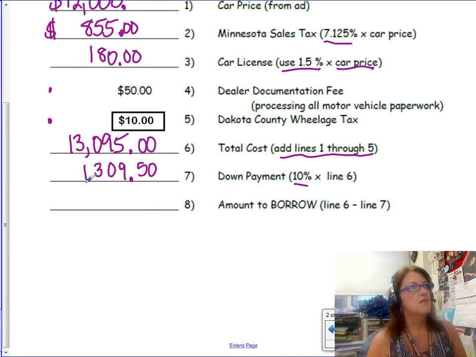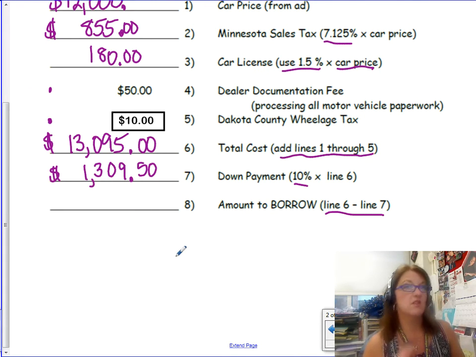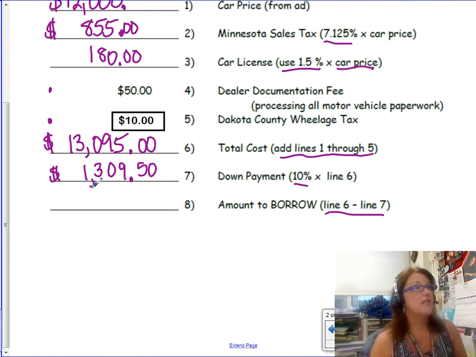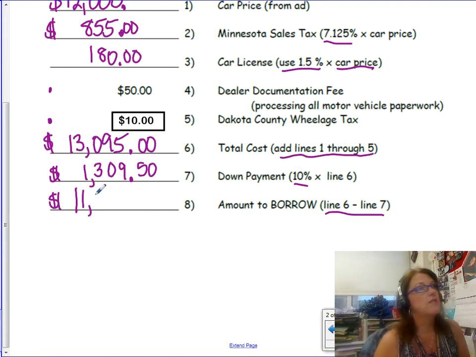All right. But my down payment is going to be $1,309.50. Okay. So I paid that in cash. Now what we're going to do is subtract. See what I'm telling you to do here? Take line 6 and subtract line 7 from it. And this is going to be the amount that you have to come to me, banker lady, and borrow. So here we go. $13,095 minus $1,309.50. Here's what I have to borrow now: $11,785.50.